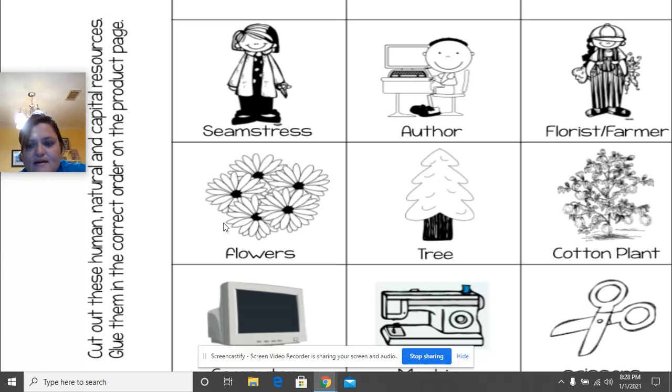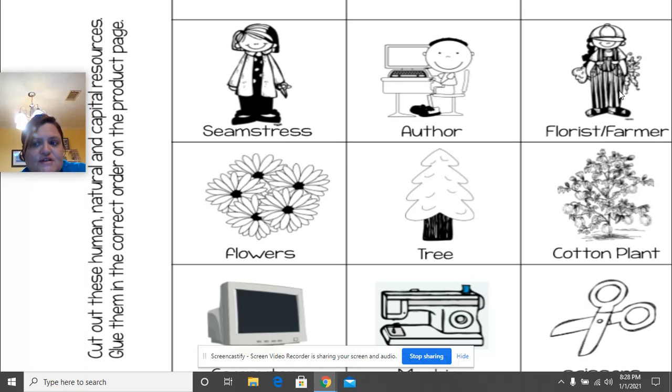Okay, here we have our flowers. What kind of resource is that going to be? Think about where flowers grow. Right, they grow in the ground, so they are part of nature. So they are going to be a natural resource. Same thing for the tree here and the cotton plant. All of these things on this line are natural resources because they come from the ground, they grow from the ground, they're part of nature.